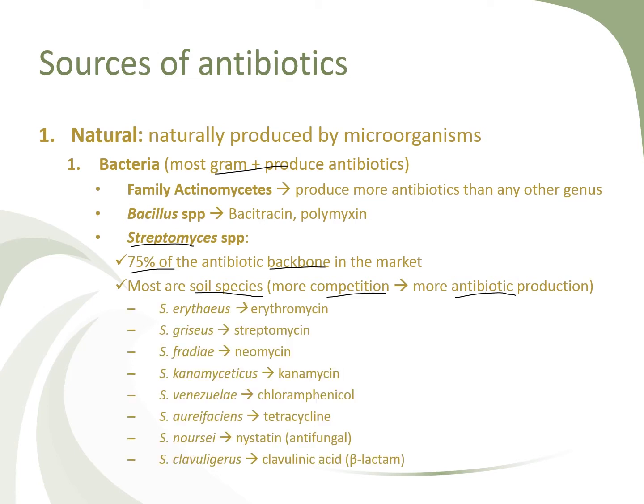Here are some examples of species of bacteria that produce the antibiotics that we use. These are all Streptomyces bacteria. So, for example, erythromycin, streptomycin, neomycin, kanamycin, chloramphenicol, tetracycline, nystatin, and clavulanic acid, they all come from Streptomyces.